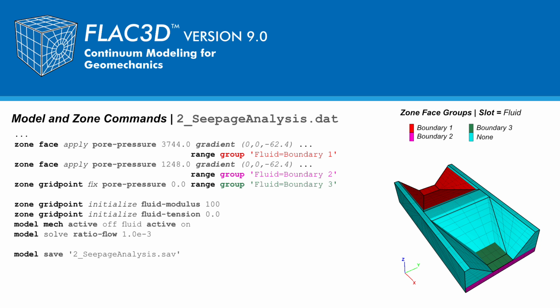Specification of the pore water pressure along the surface is achieved with the command zone face apply pore-pressure 3744.0 gradient 0,0,-62.4 range group fluid equals boundary 1. Along the downstream boundary, it will be assumed that the pore water pressures will remain as hydrostatic. The surface in which this condition will be assigned corresponds to the boundary 2 zone face group within the fluid slot. Ensuring that the pore water pressure remains hydrostatic could be achieved by fixing the pore water pressures, or as shown here, applying the pore water pressures using a command that is similar to that for boundary 1.